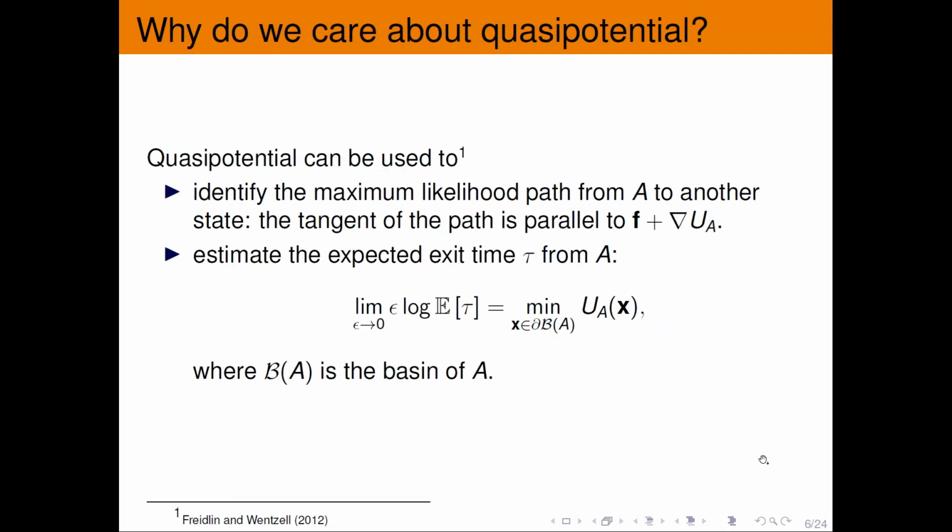So why do we care about quasipotential? According to Freidlin and Wentzell's theory of large deviations, quasipotential can be used to identify the maximum likelihood path from A to another state, where the tangent of this path is parallel to F plus gradient of the quasipotential. It can also be used to estimate the expected exit time from A by this formula.